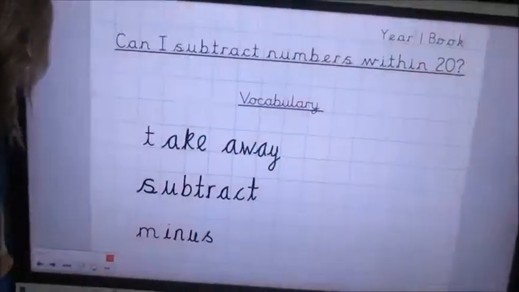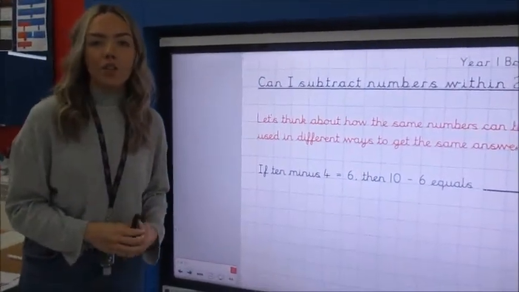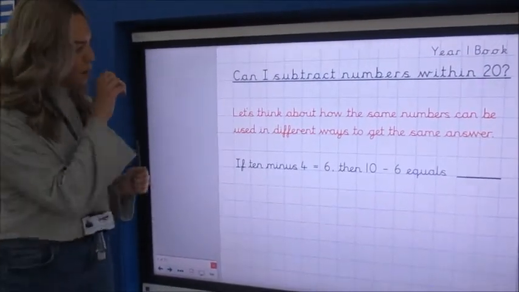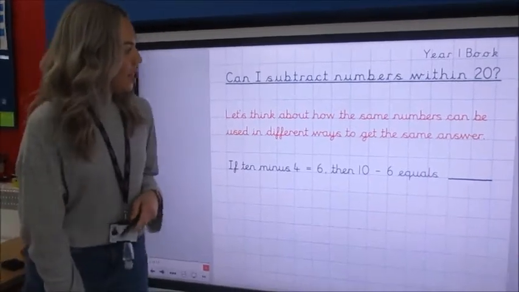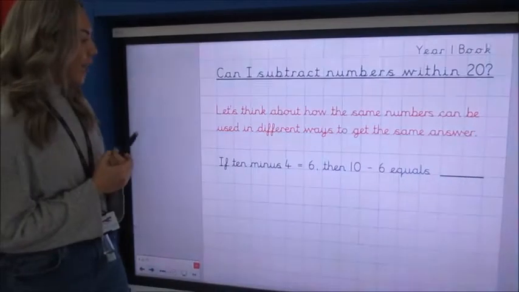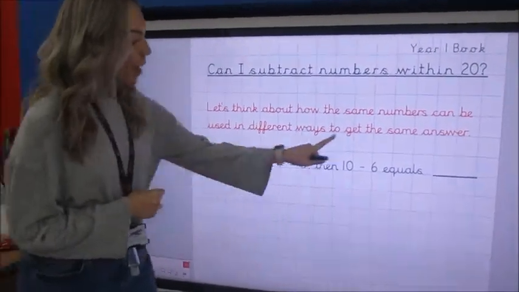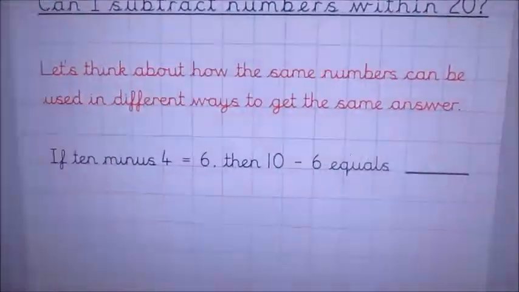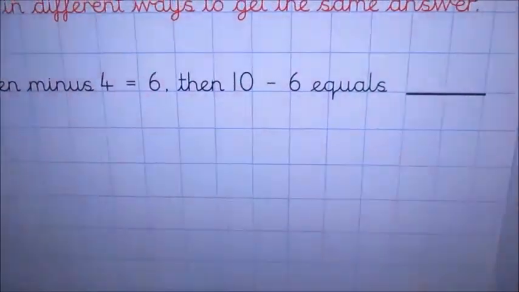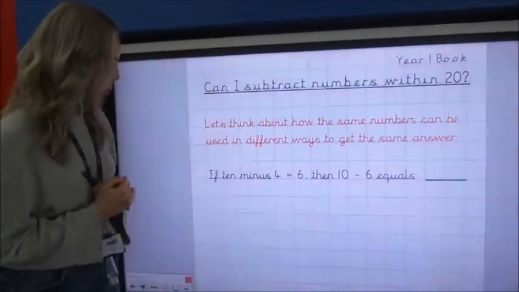Now, I'd like a picture of your board with your vocabulary on, just so I know that we are really thinking about our words as well as our numbers. So the next activity then, let's think about how the same numbers can be used in different ways to get the same answer. And I've taken one of the questions from your book, and we're going to do this together, and then you will be able to answer the others independently, which remember means on your own.